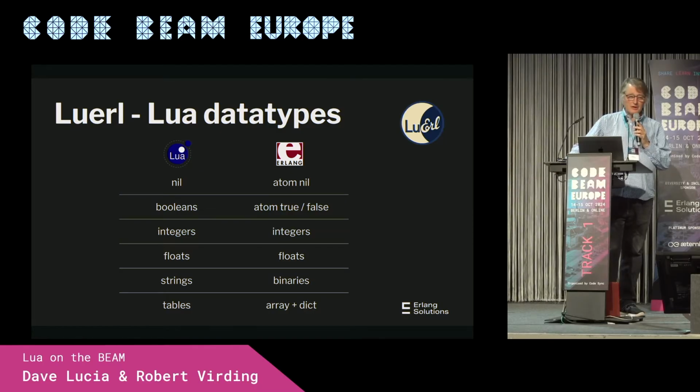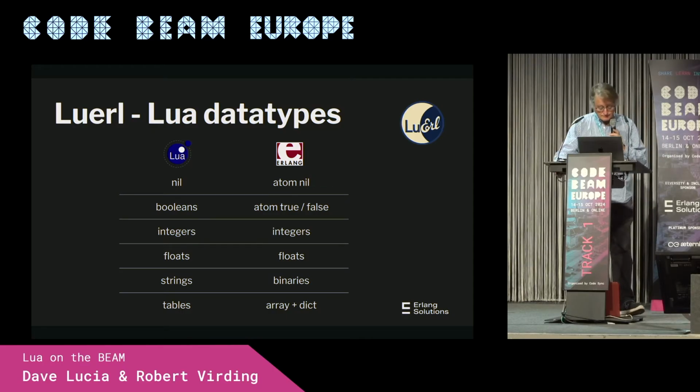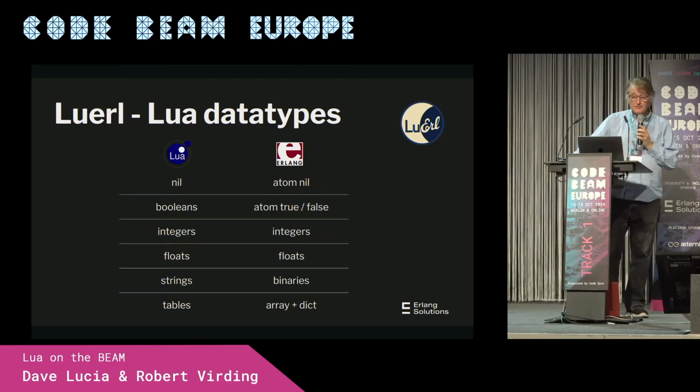Tables become slightly more complex because, depending on the operations that Luerl requires you to do on tables, it makes it difficult to use some of the basic Erlang structures. For example, I cannot use a map. A table is just a key value, so it would be very nice and feels very natural to use a map, but I can't use a map because Luerl requires some operations that the maps don't support.